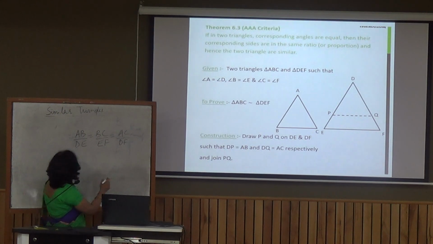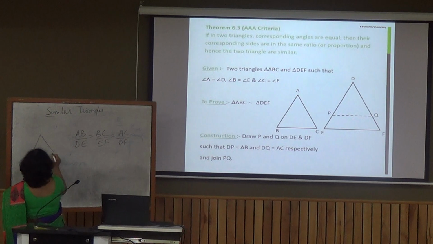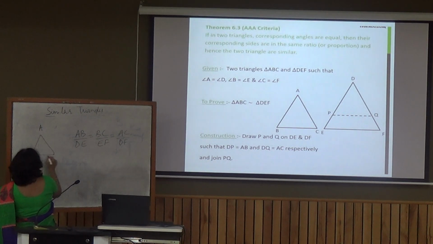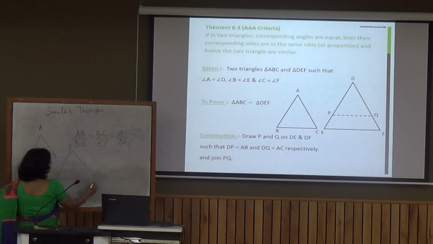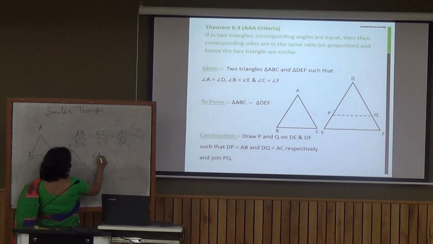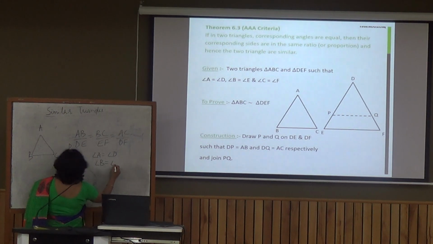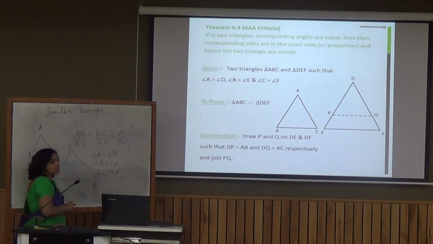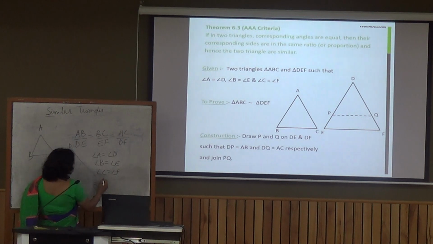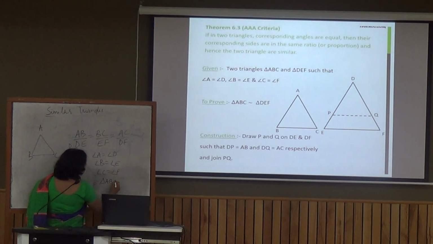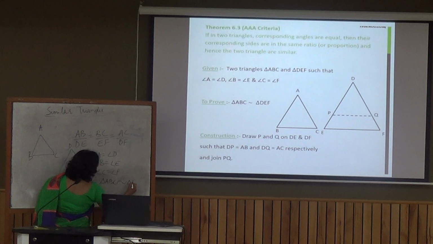If I take triangle ABC and triangle DEF, where angle A is equal to angle D, angle B is equal to angle E and angle C is equal to angle F, then their sides will be in corresponding ratios and both the triangles will be similar, and we say triangle ABC is similar to triangle DEF.